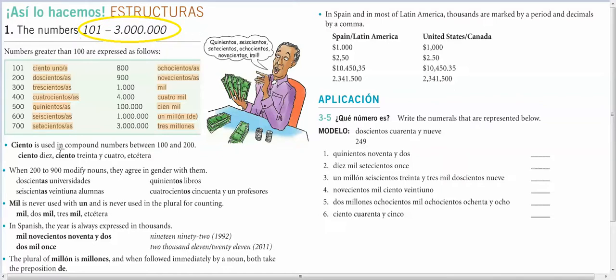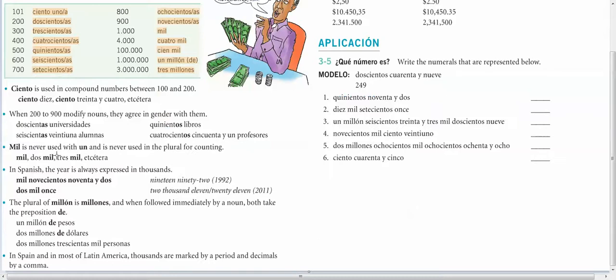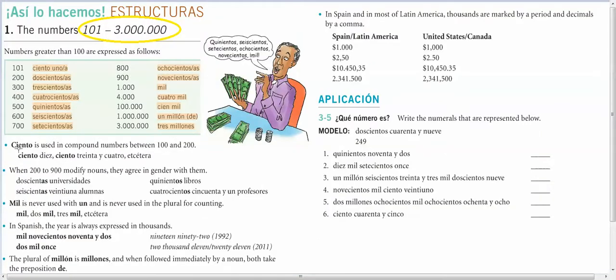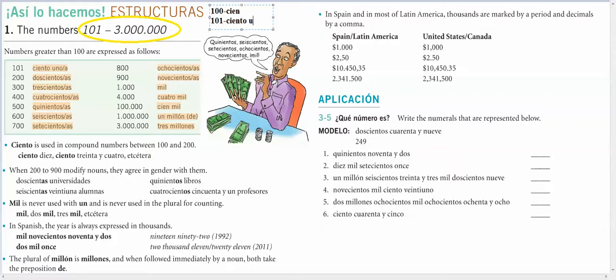Okay, so we already know that ciento is used in compound numbers from 100 to 200. So you know that it's cien when you have just plain old 100. When you have plain old 100, you say cien. But as soon as you go over 100, like if you have 101, you use ciento uno, etc. So just like there's repetition in English, there's repetition in Spanish.